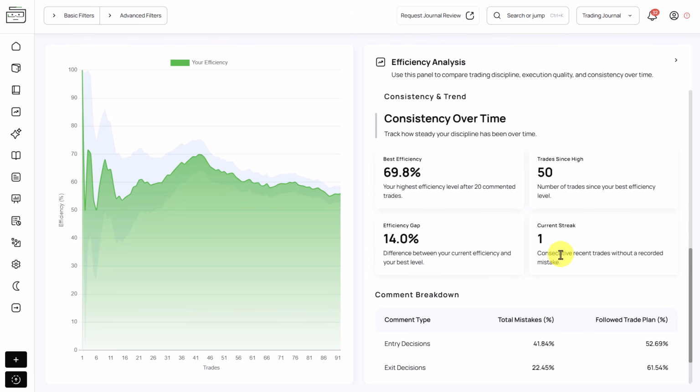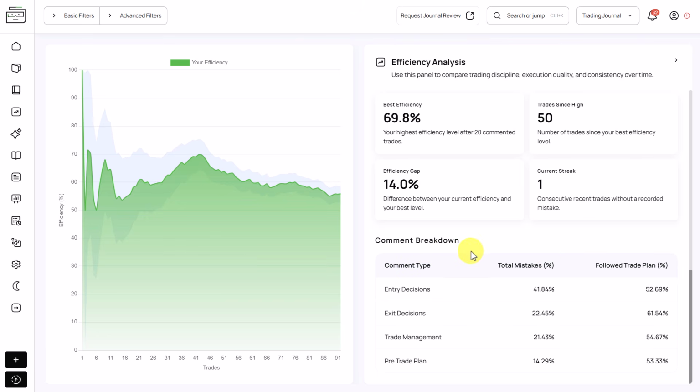And then you can see here we have a streak calculator for you, where it shows how many trades you currently have where you haven't made any mistake on those trades. So this is a good practice to look at the streak and make sure that you're building a nice positive streak here.